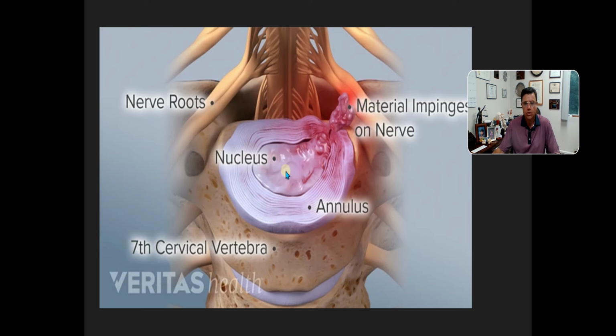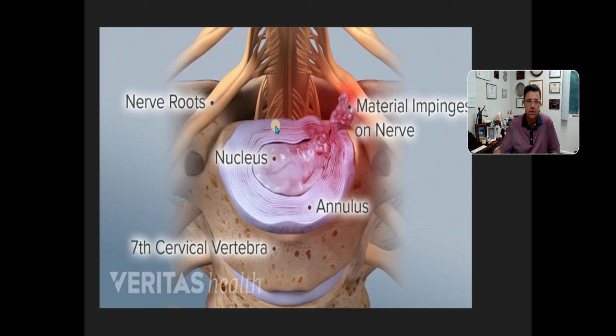As you can see, the disc has jelly, or a nucleus, in the middle. And that jelly can, because of the trauma, break through all of the walls or rings of the disc and then leak outside the disc. And when that happens, the jelly is now touching or impinging upon the nerves.